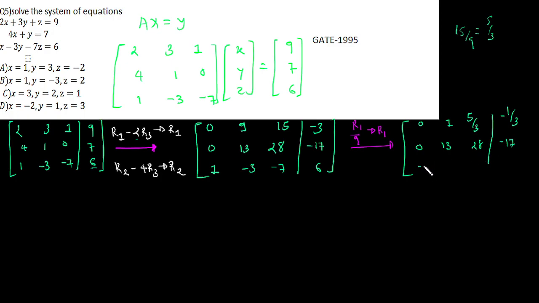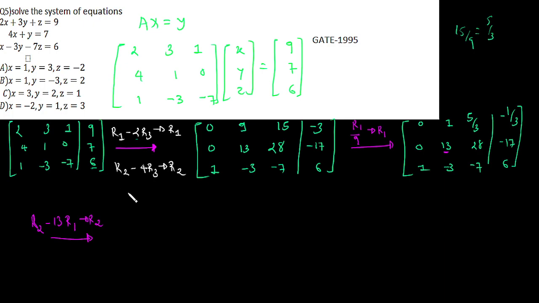Minus 17 here, 1, minus 3, minus 7 and 6. Now again we have to perform some row operation to reduce this 13 element. So let's write, R2 minus 13 times R1 will be the new R2. So we end up with 0 here.